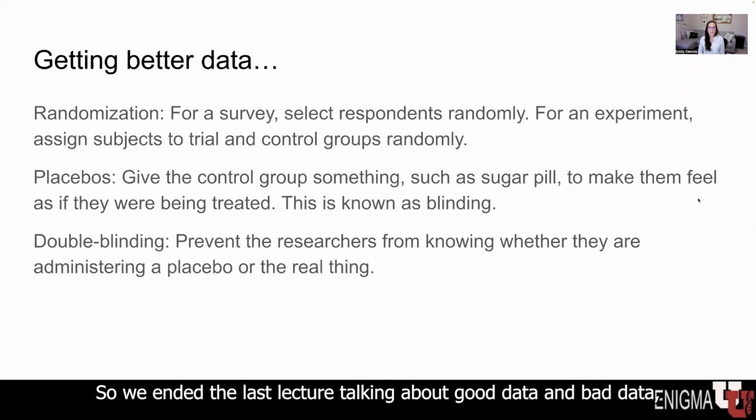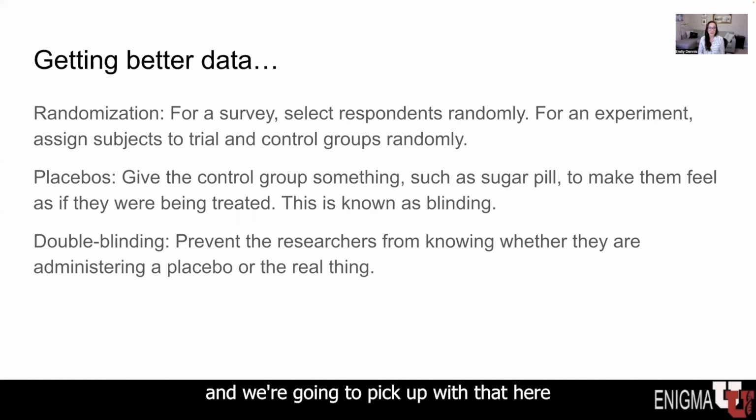Picking up where we left off, we're going to continue talking about research design. We ended the last lecture talking about good data and bad data. And we're going to pick up with that here to talk about how we can get better data. Now, what do we mean by better data?